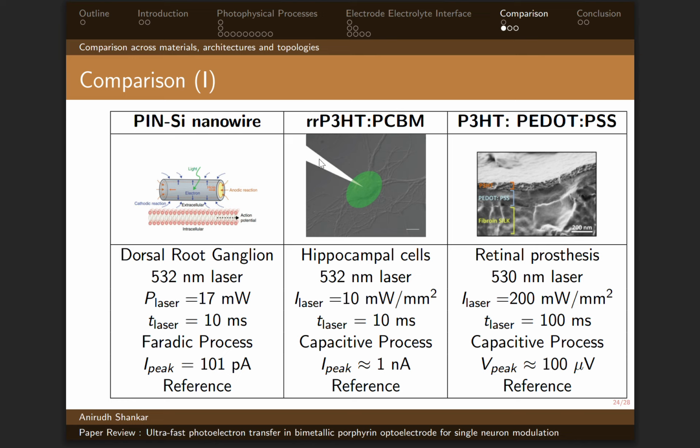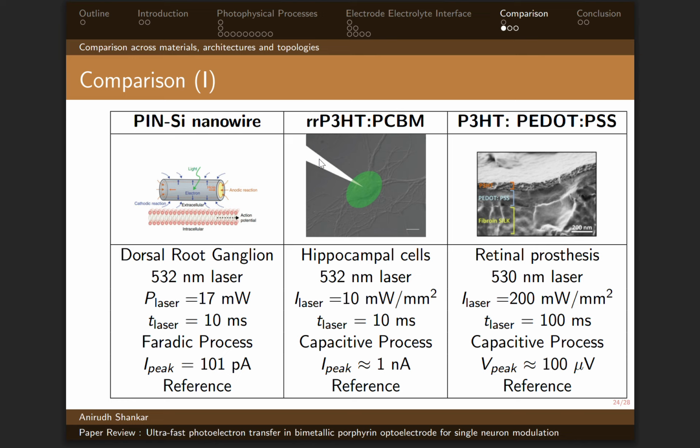The first structure which we shall look at is a silicon-based PIN nanowire that was used for dorsal root ganglion excitation. The laser used here is a 532 nanometer laser with a power of 17 milliwatt, and the period of this laser was about 10 milliseconds. The process involved here was a Faraday process, and the peak current that was reported in this case was 101 picoampere. Not the most efficient, as we shall see. And the second and third basically involve organic photovoltaic materials, that is mainly P3HT.